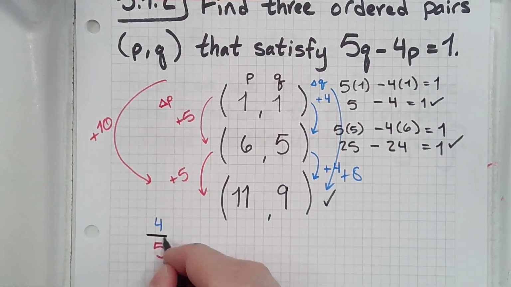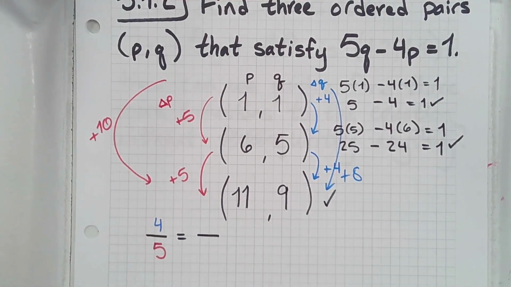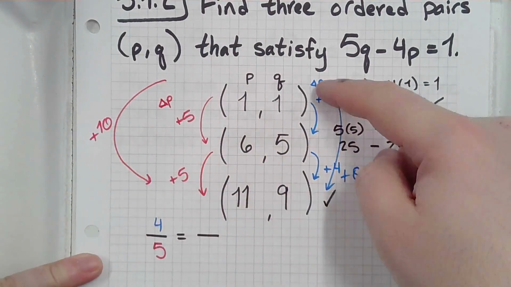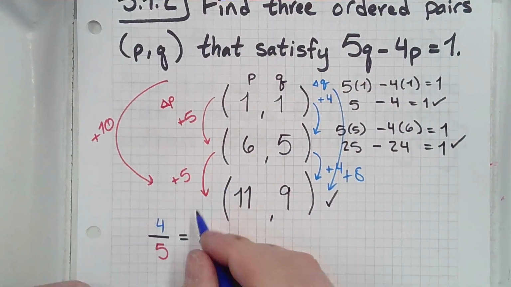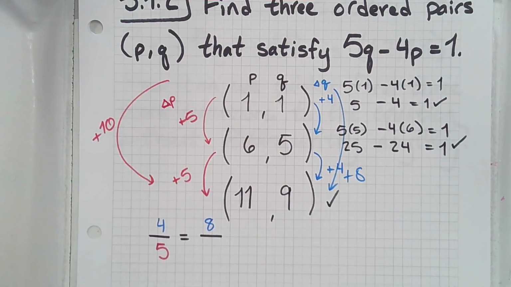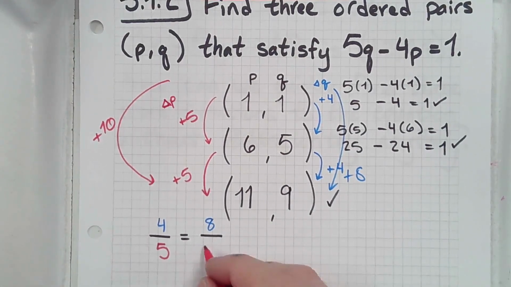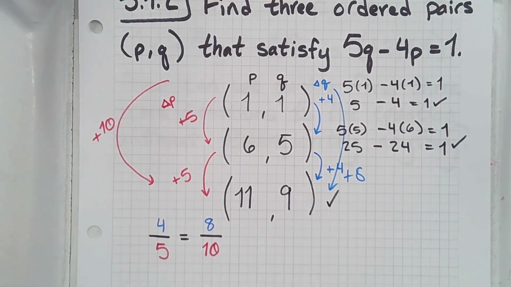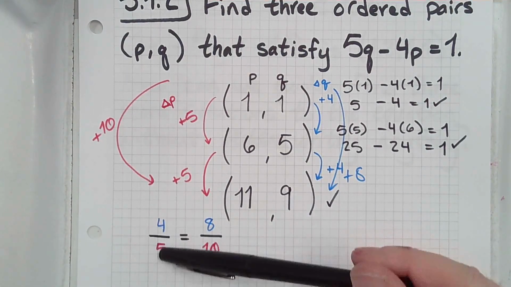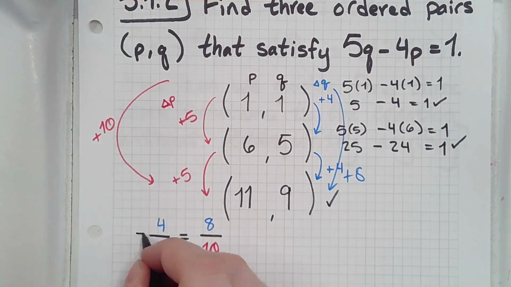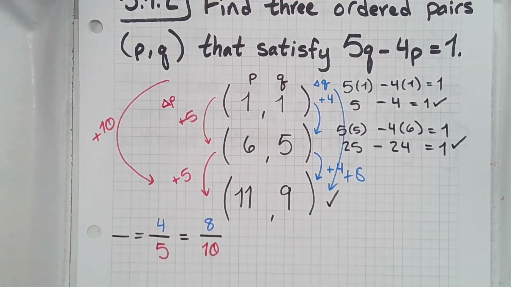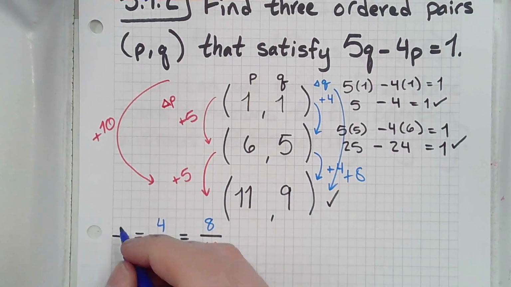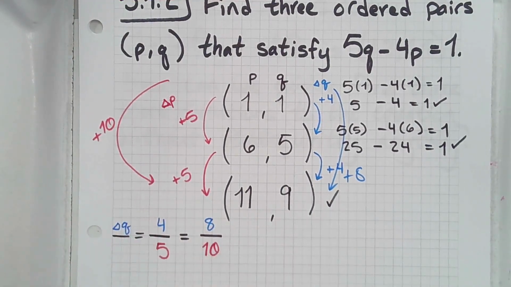I want to point out that if delta P is 5 and delta Q is 4, that is the same relationship between delta Q and delta P as when we thought of it as 10 and 8. Right? 8 for delta Q and 10 for delta P. They are the same relationship. 4 and 5 has the same relationship as 8 and 10. Delta Q and delta P are consistent in their relationship.